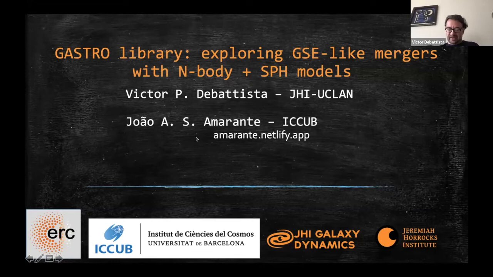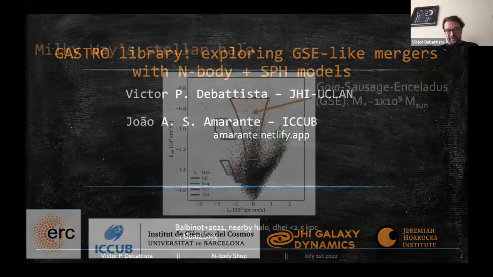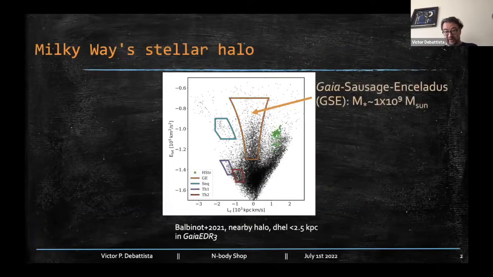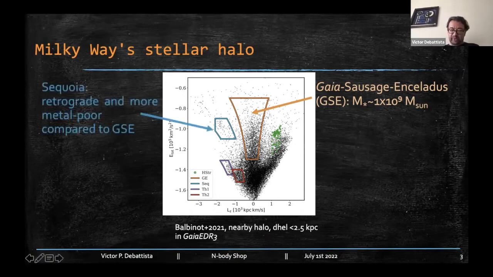As you know, there's the Gaia data now, and we want to try to understand how the early halo of the Milky Way formed. There is now very convincing evidence of the Gaia-Sausage-Enceladus merger early in the history of the Milky Way, about 10 gigayears ago. But there's also a lot of other stuff that has been identified, and some of this has been thought to be separate mergers in the early history of the Milky Way. In particular, the one I want to focus on is this one over here, which is known as the Sequoia. It's metal poor, more metal poor compared to the Gaia Sausage.